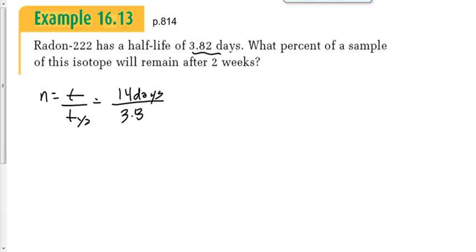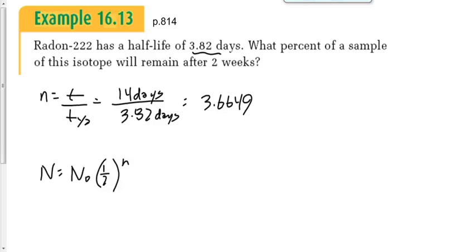We divide those 2 numbers, and when we do, we end up getting 3.6649. That's the number of half-lives that have elapsed. How much remains after 2 weeks? Well, we want to find the final amount. So we're going to say N is equal to N sub 0, 1/2 to the little n. If you've taken Math 30, you've probably done a question or two like this, eh? Radioactive decay? Everybody remember that? It's a perfect example to give in math class, right, when you're talking about exponential decay.